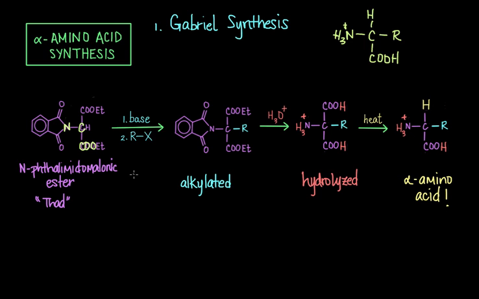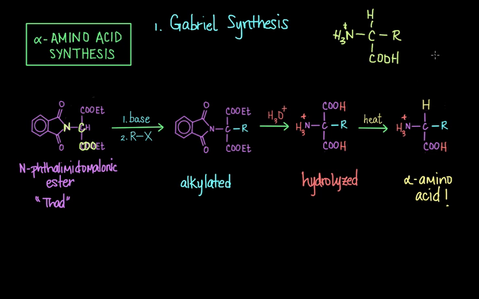Okay, so this is Gabriel synthesis in a nutshell. You start out with an N-phthalimidomalonic ester, and then you add a base and a source of an alkyl group, and you get an alkylated amidomalonic ester here. And then you hydrolyze this to get your carboxylic acid group as well as your amino group. Then you add a little heat for decarboxylation, and you wind up with the final amino acid that's produced here.